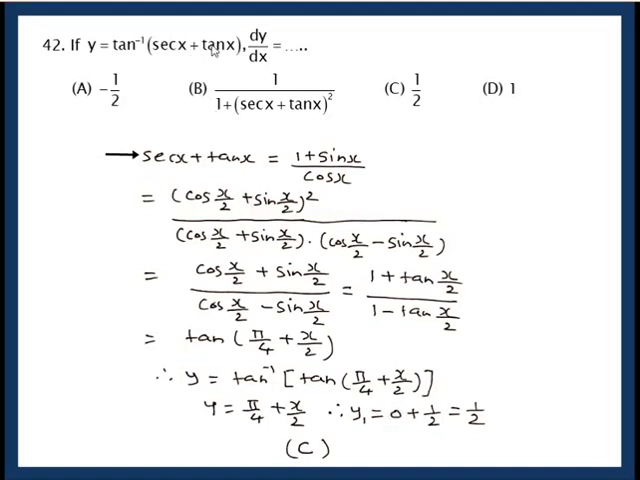Why? Because sec x plus tan x using trigonometry is this only, right? So if you know this, you can save time. But here I have explained that sec is 1 by cos, tan is sin by cos. 1 plus sin x is the square of this. You can check this: a plus b whole square is a square plus b square, which is 1, plus 2 sin x by 2 cos x by 2, which is sin x.